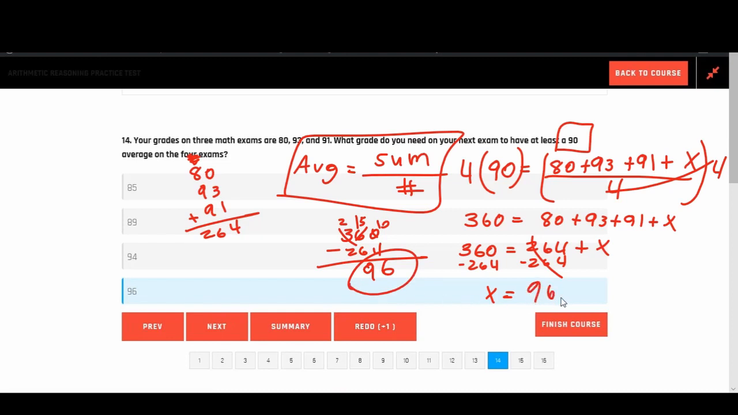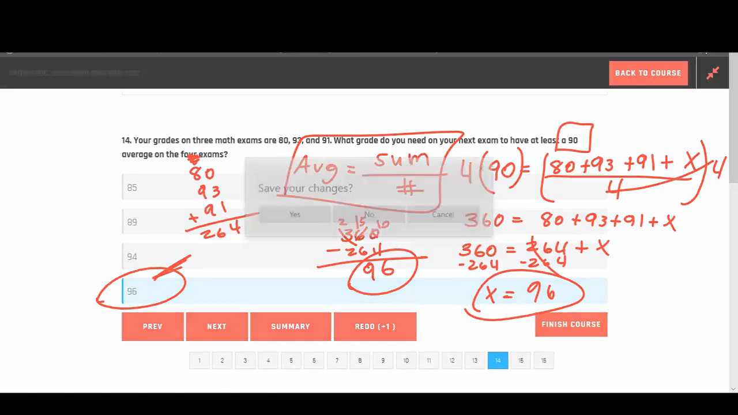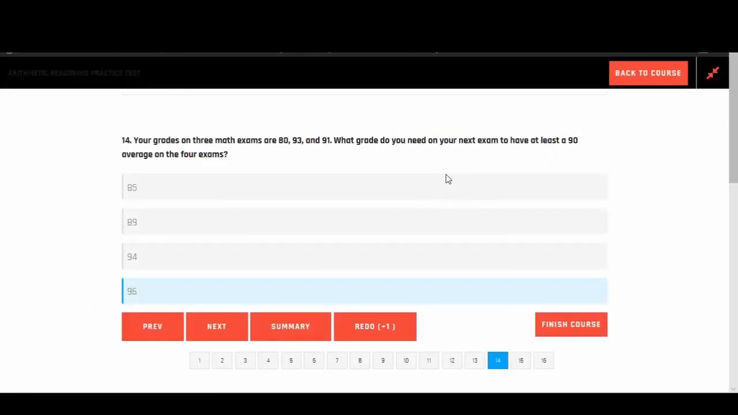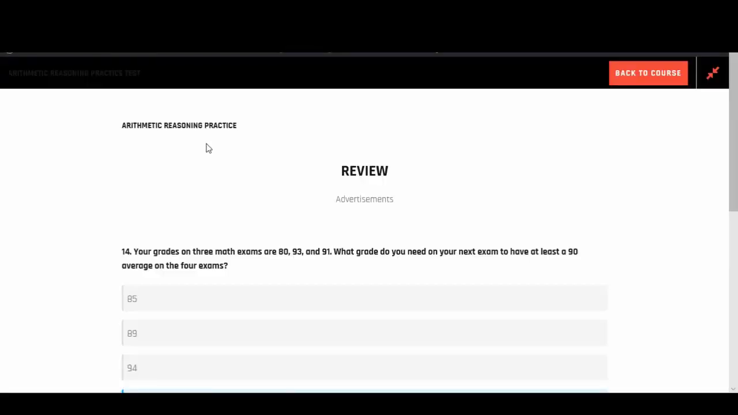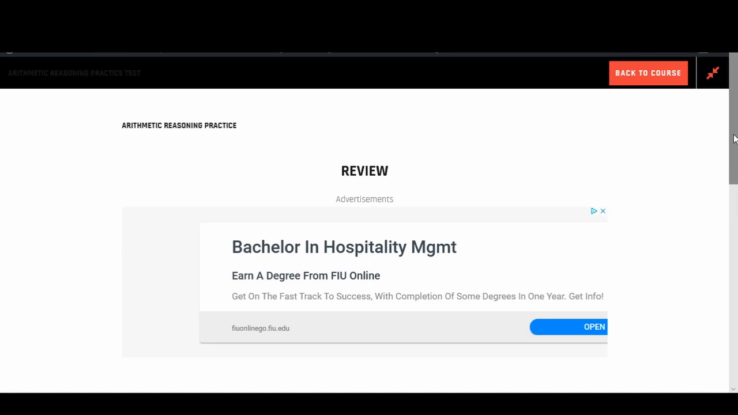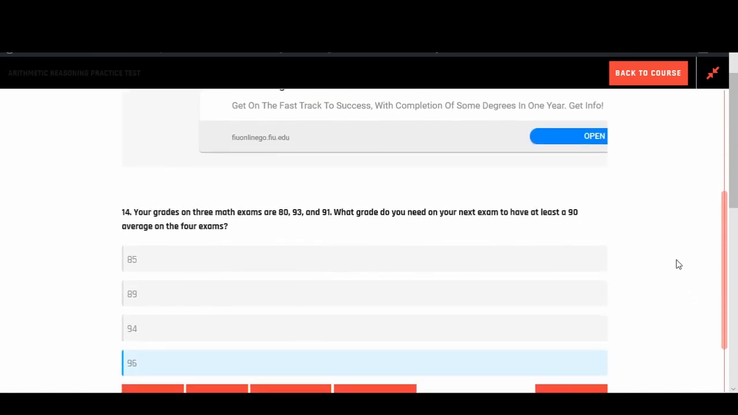So we can see that the test grade on the 4th exam must be a 96 in order to give you an average of 90. Okay, so that's that one. And that question type is fairly typical on the ASVAB, so you should know how to do that one.